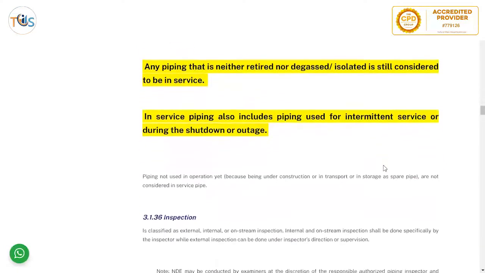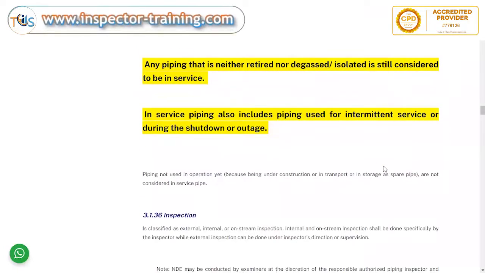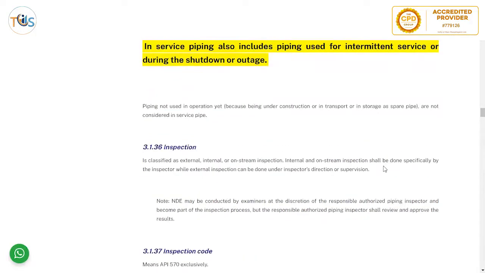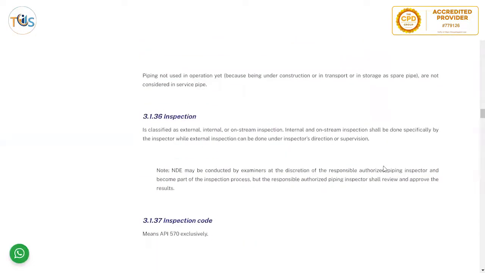In service: any piping that is neither retired nor degassed and isolated is still considered to be in service from a safety point of view. In-service piping also includes piping used for intermittent service or during the shutdown or outage. Piping not used in operation yet, because being under construction or in transport or in storage as a spare pipe, are not considered in-service pipe.